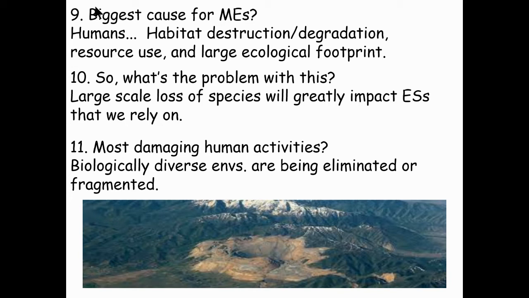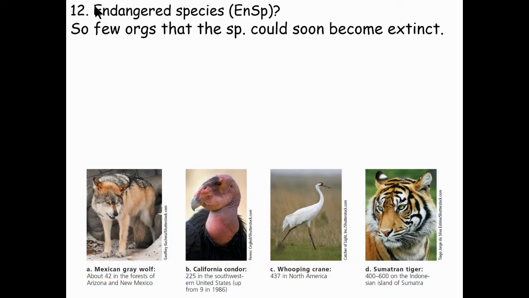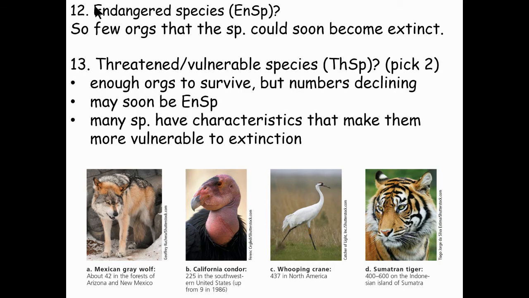Moving ahead in 5, 4, 3, 2, 1. All right. So endangered species. So few of them remain that they soon could become extinct. Threatened or vulnerable basically means they're on their way to becoming endangered. Pick 2 of these. The last bullet point, some of the characteristics that make them more vulnerable.